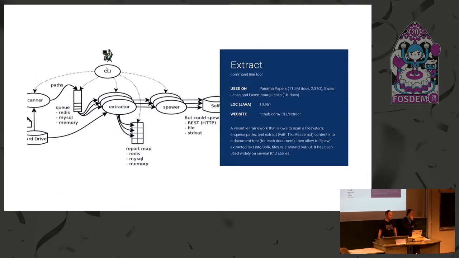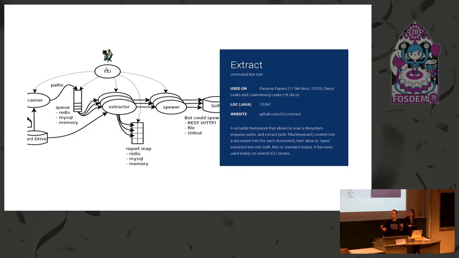So the first brick was Extract. It was a command line tool, and it was used on the Panama Papers, which was 11 million documents and 2.3 terabytes. It was used also on Swiss Leaks and Luxembourg Leaks. And it was about 10,000 lines of code. It was Java. And you can see the workflow here.